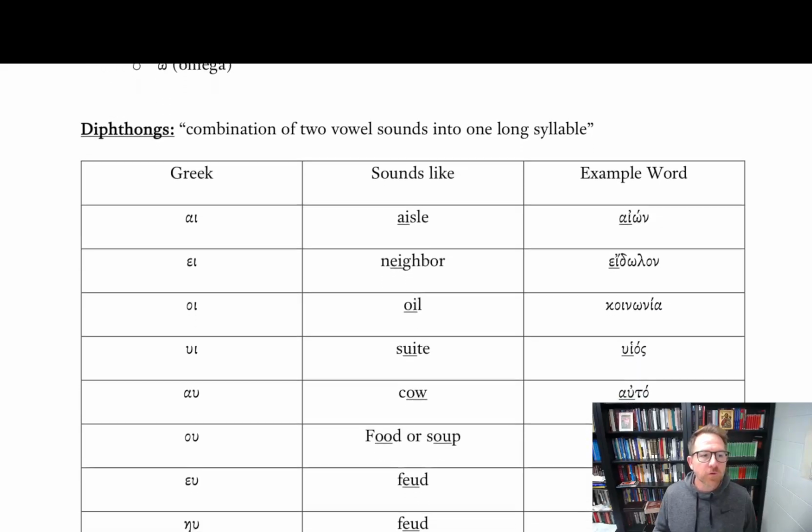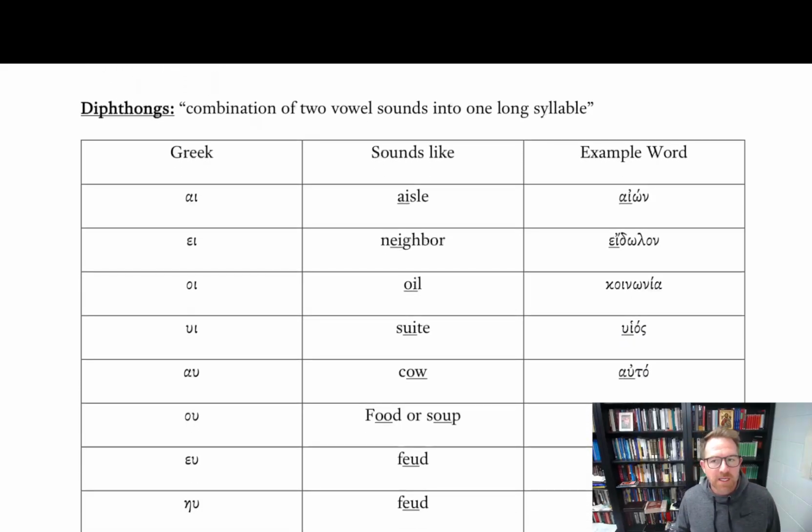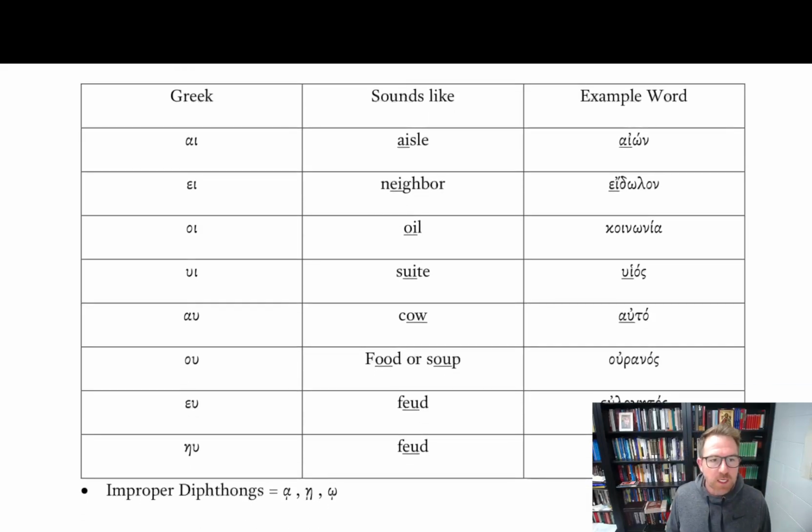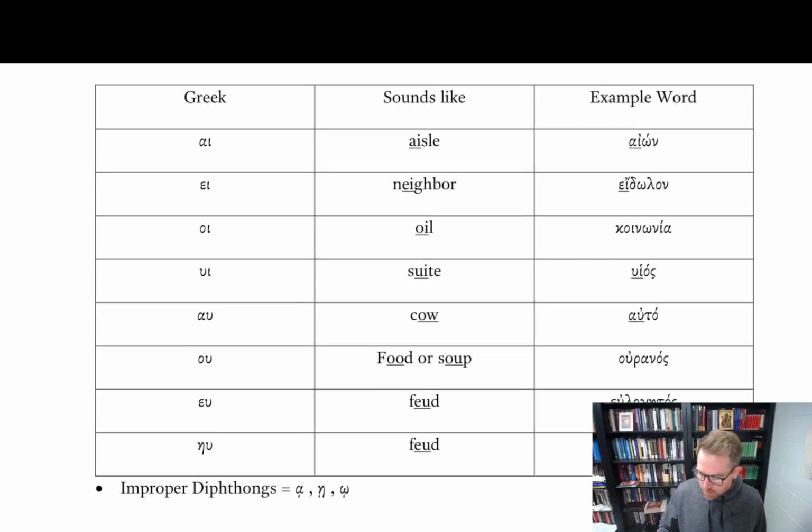It's important for you to know about diphthongs. By definition, diphthongs are a combination of two vowel sounds into one long syllable. This is really crucial for pronunciation, to be able to recognize these examples of a diphthong where you have two vowel sounds combining into one long sound. So I'm going to read through these and give you the pronunciation as well as an example word in Greek and the definition of that word. So the Greek alpha iota, like I in isle, or aion, which means age or time.